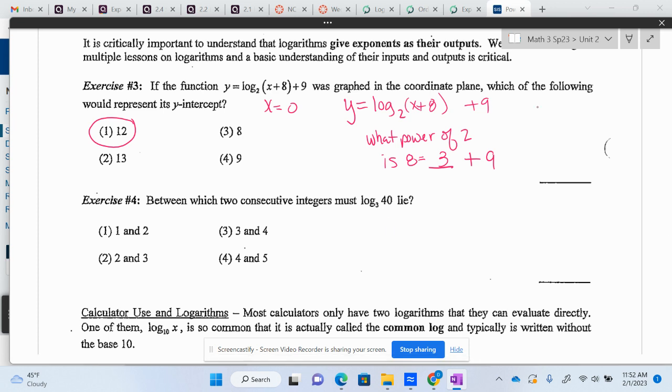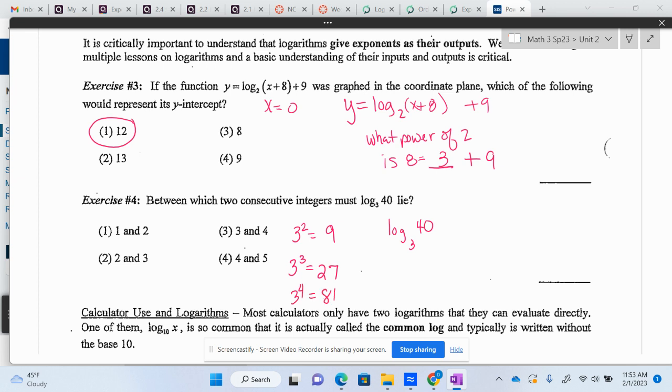So here's the way I want you to think about this. I'm going to write log base 3 of 40 kind of in the middle. And then I'm just going to do some math. Let's see. What is 3 squared? Okay. What is 3 cubed? Okay. And what is 3 to the 4th?